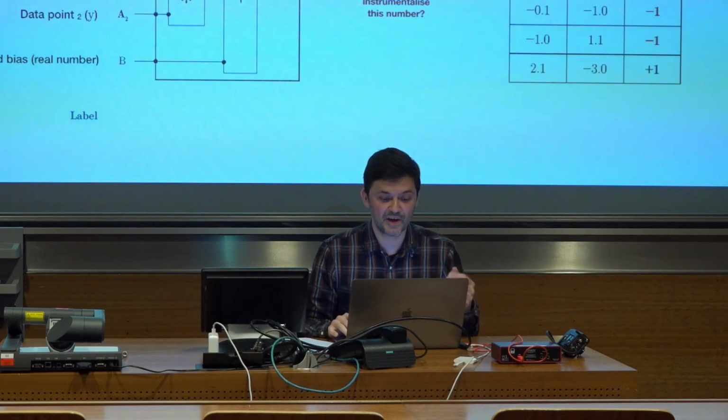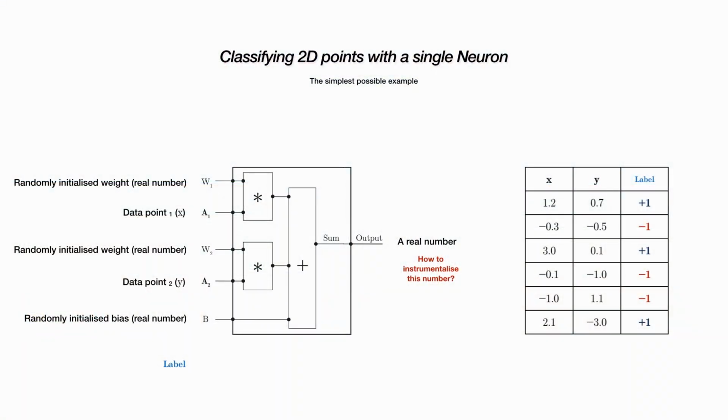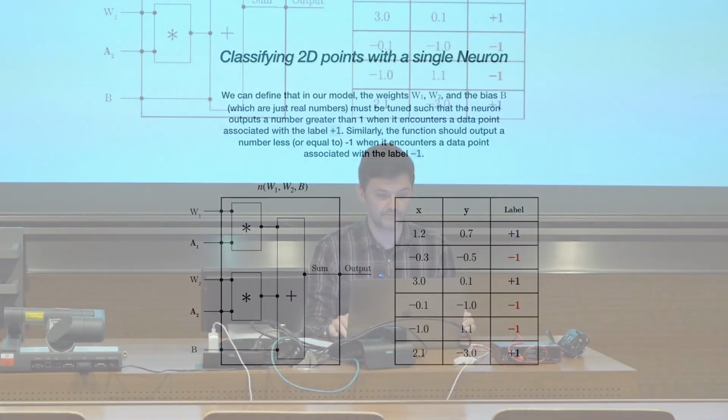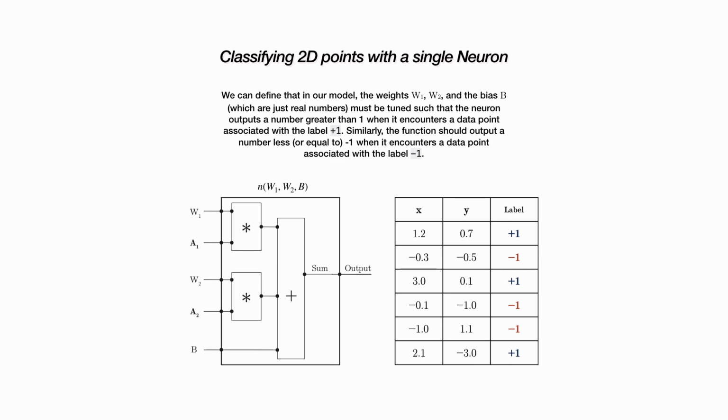The question is, how do we instrumentalize this output? How do we make sense of these multiplications and additions? We need to somehow correlate the label with this output. I'm not telling you yet how we're doing it, but this is the only thing we can do. How can we instrumentalize this relation between the data point's label and the current output of our neural network in order to make our network actually classify points?